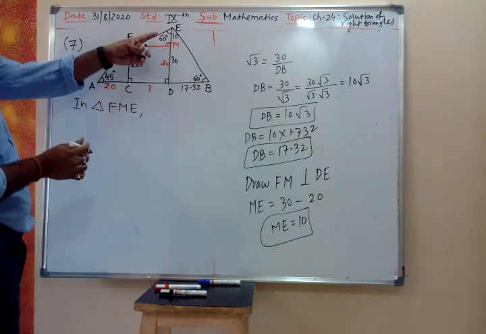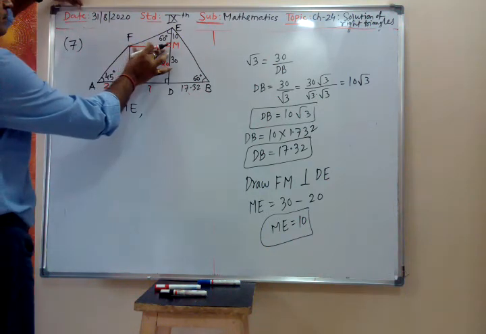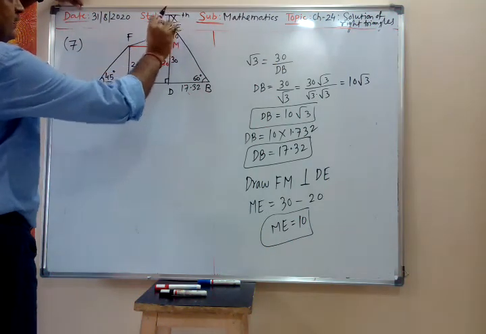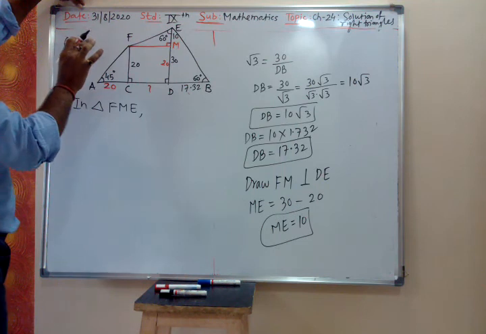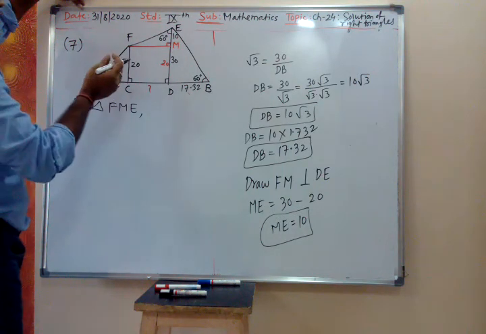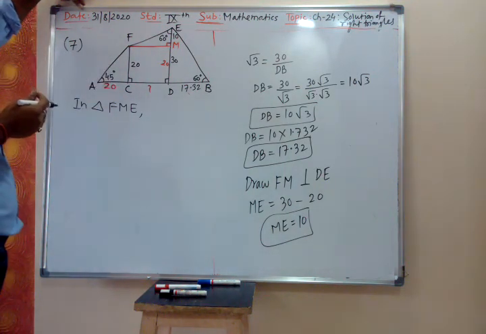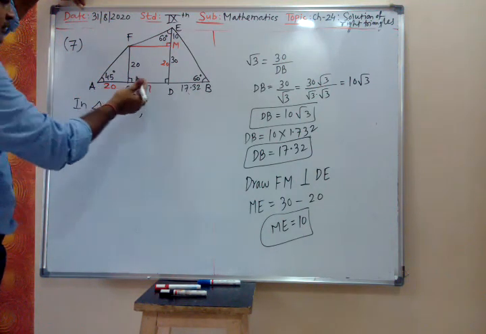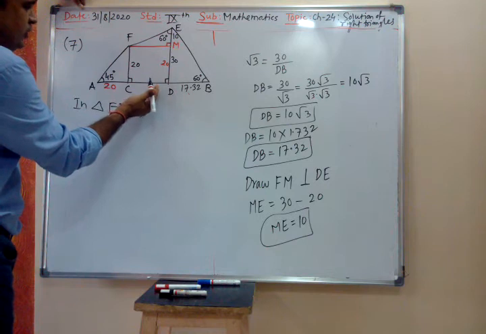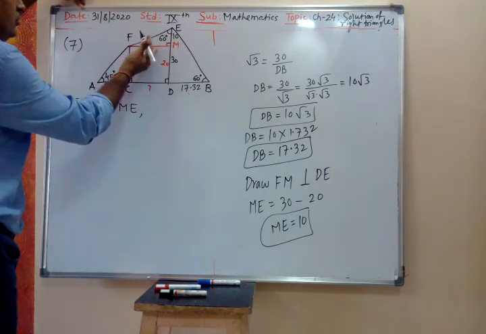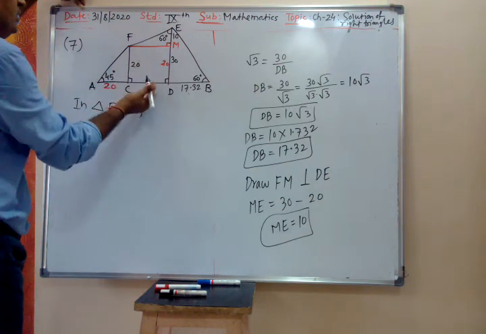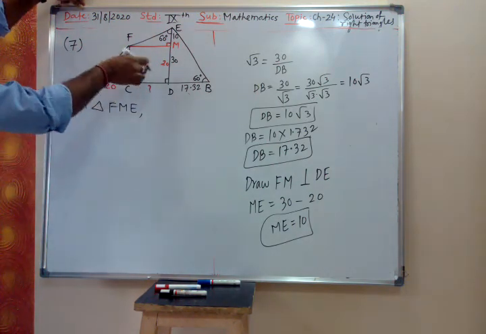Which ratio will you consider? Now we want to find FM. No, who told you it is a square? I have not given that. We don't know what CD is, or FM. FM and CD are not known, so we don't know whether they are equal or not. So you cannot treat them as a square.